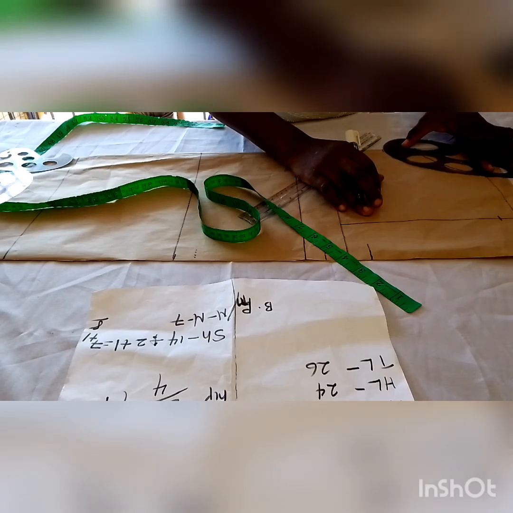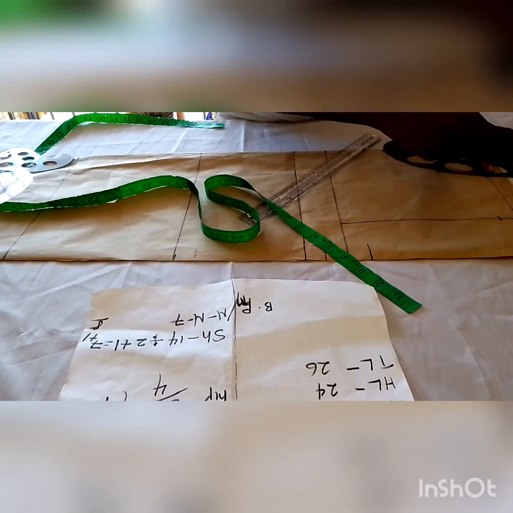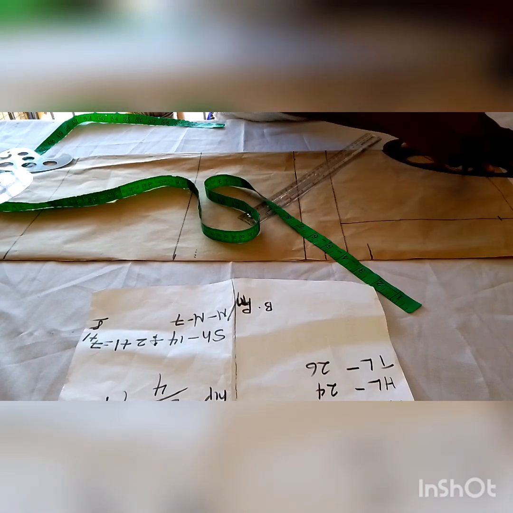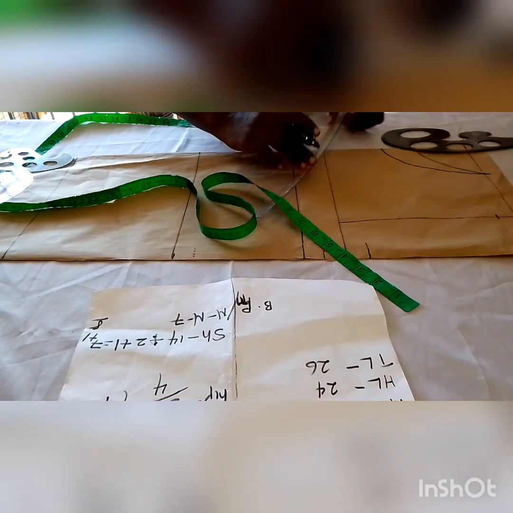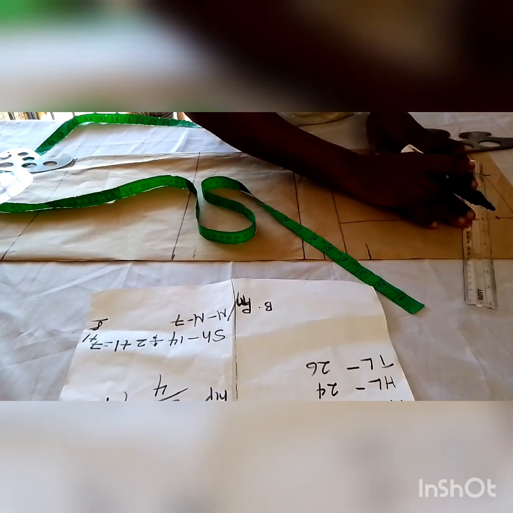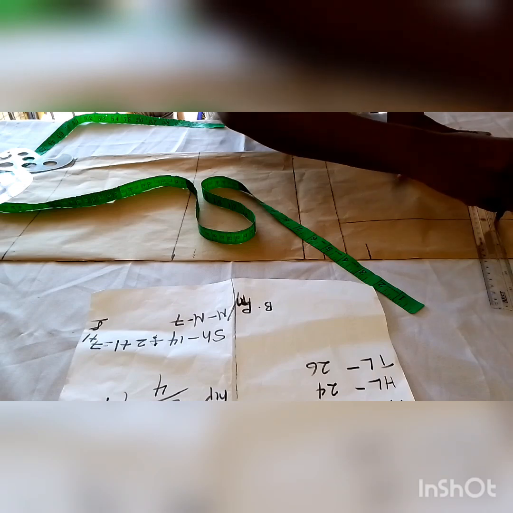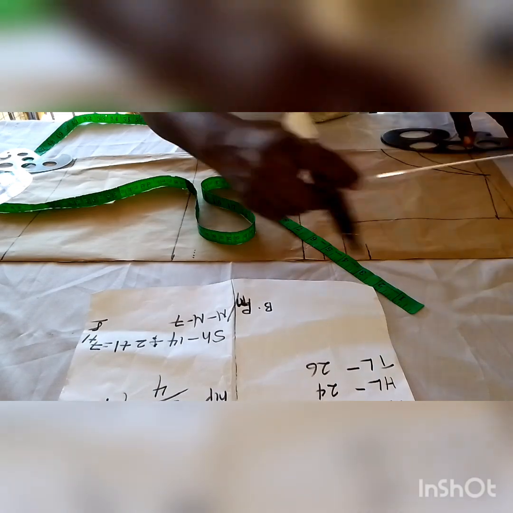And the front neckline to be connected. Note that the width of the neck for both front and back should be the same. It's only the depth that could be different. And this is my shoulder slope on your armhole line. It came down by 1 inch.